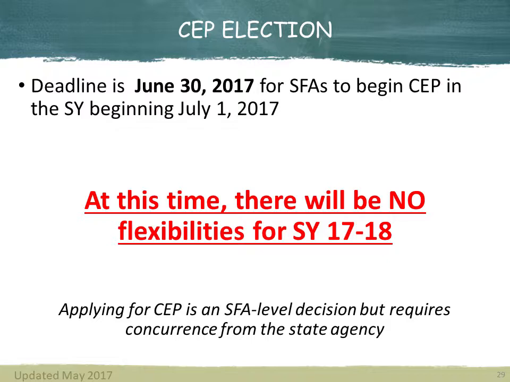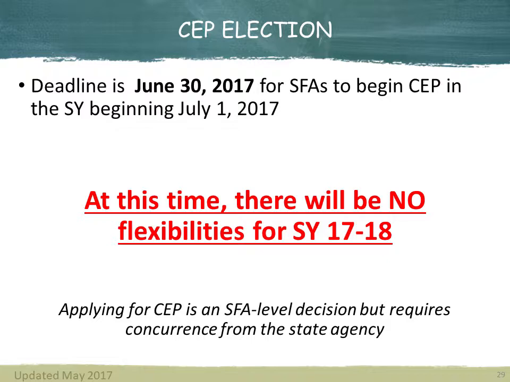And then this past school year, we had the flood, which affected about 22 of our parishes. So a lot of them were able to elect CEP after that, and they were coming at different points in the school year. We've been told by USDA to not expect that for this next school year. So they say they are sticking to this June 30th date.